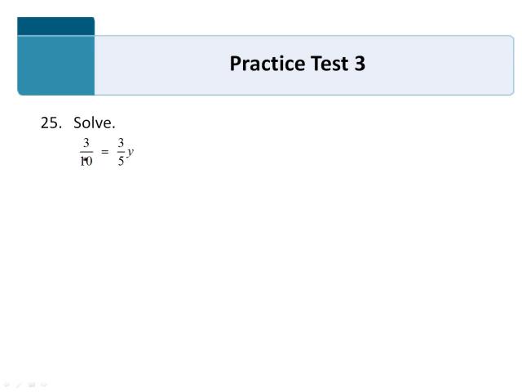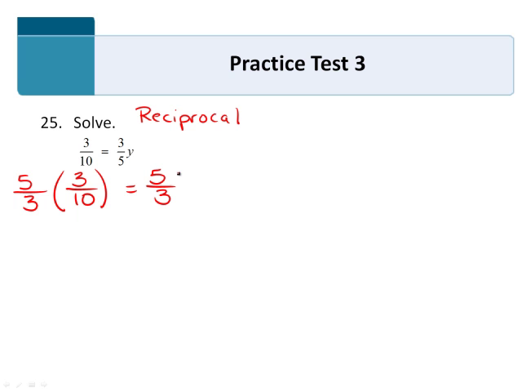All right, 3/10 equals 3/5 y. So I want to get the y by itself, which means I need to get rid of the 3/5. When the fraction's right beside the variable, that's when you use the reciprocal. So we're going to take the reciprocal of 3/5, which would be 5/3, and multiply by 3/10, and then 5/3 times 3/5 y.